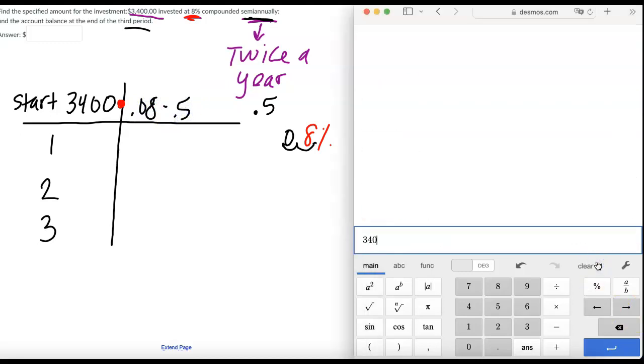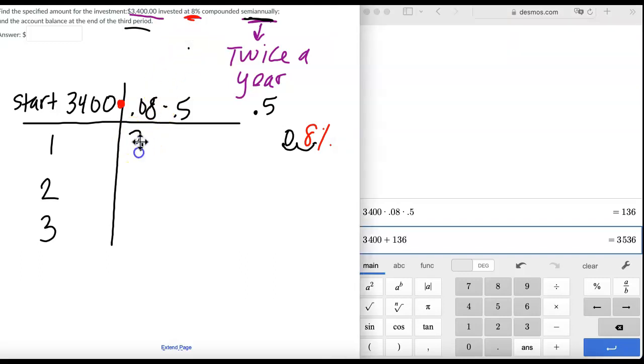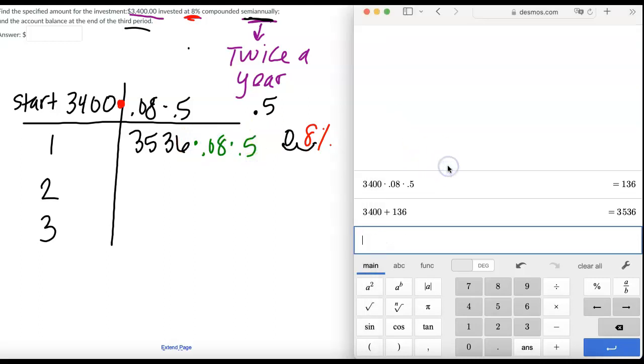So 3,400 times the interest times how many times per year? And it's every half year, which means semi-annual. So the interest earned is 136, and I'm going to add that to my balance. So after my first period, I'm at 3536. And we just keep going. We multiply by the interest, times how many times per year.